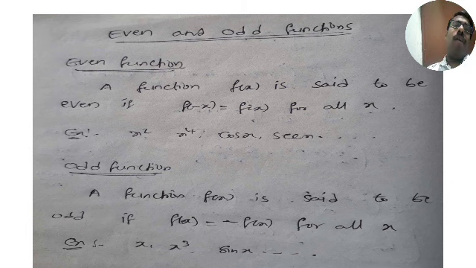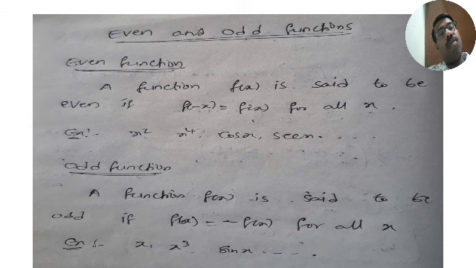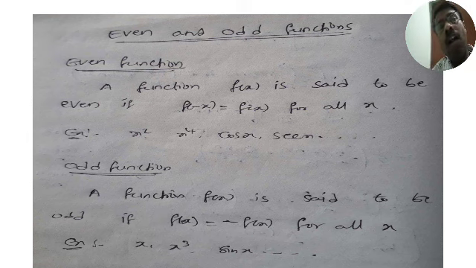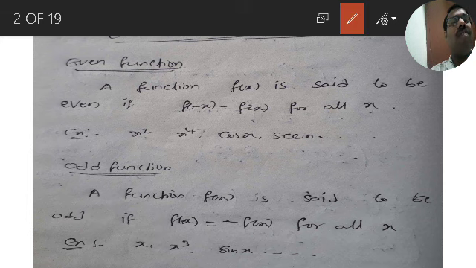Even function. A function f of x is said to be even if f of minus x is equal to f of x for all x. Example, x square, x power of 4, cos x, sec x, all are even functions. So what is the definition of even function? f of minus x is equal to f of x.